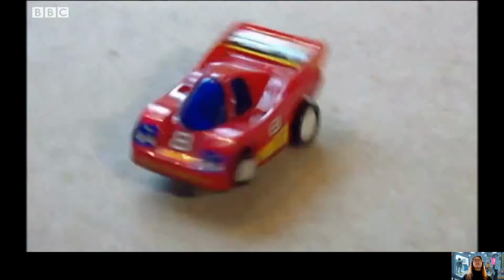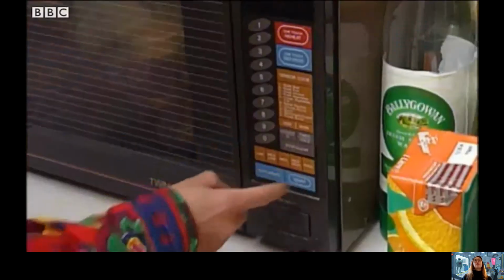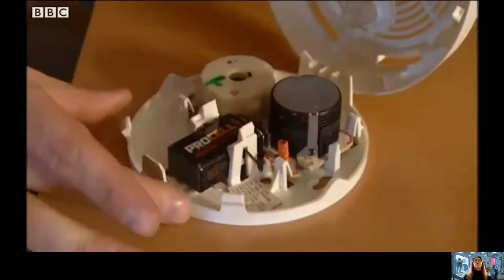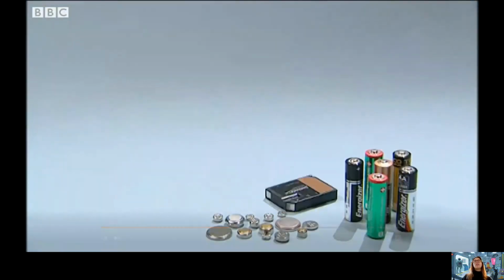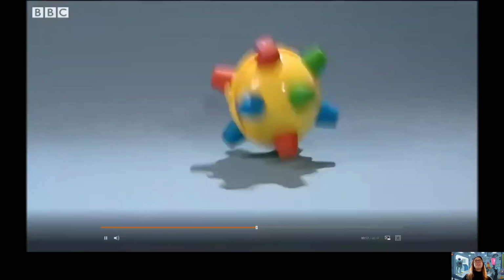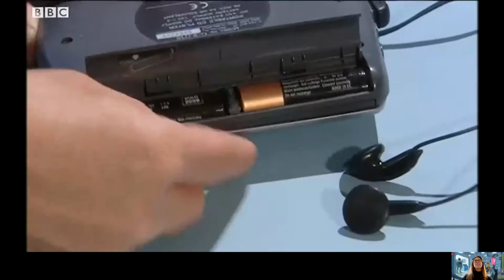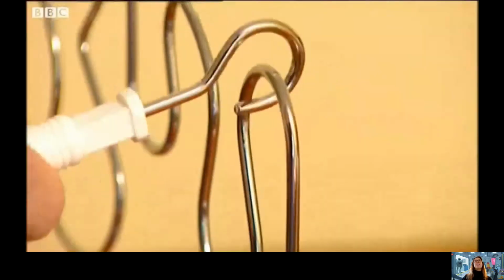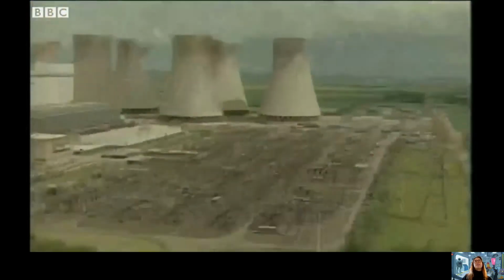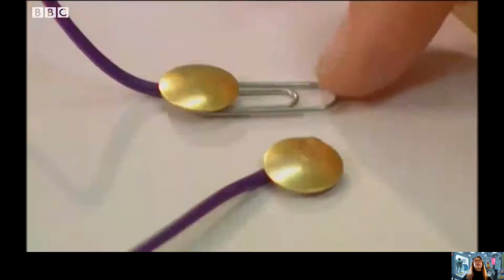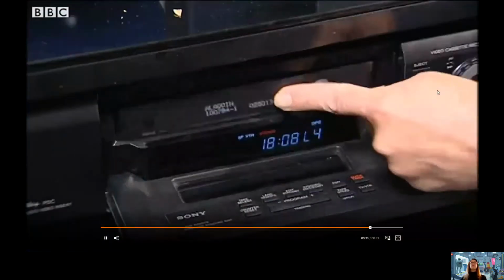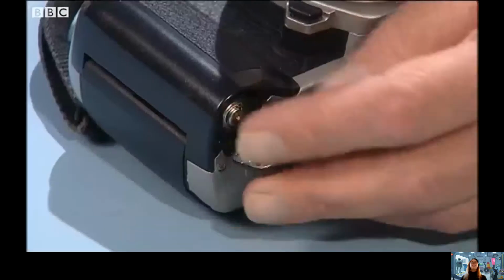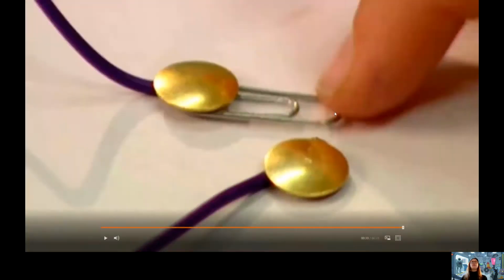Sockets, toys, batteries, microwaves, washing machines, electric circuits, batteries, toys. That was an electric substation. Old-fashioned videotapes. You can see this is maybe a bit of an old video.